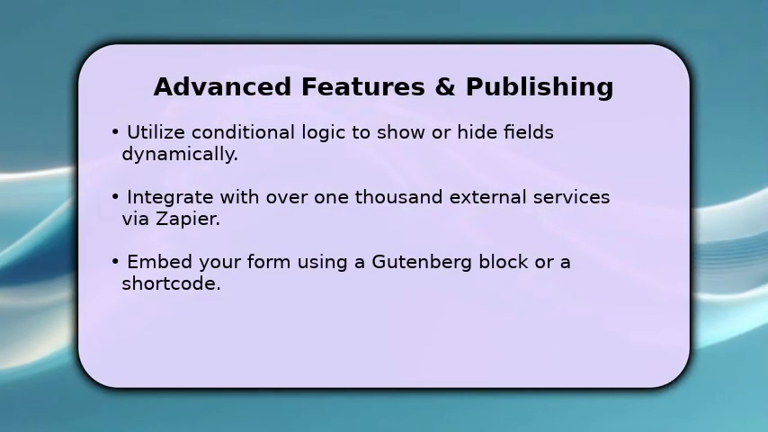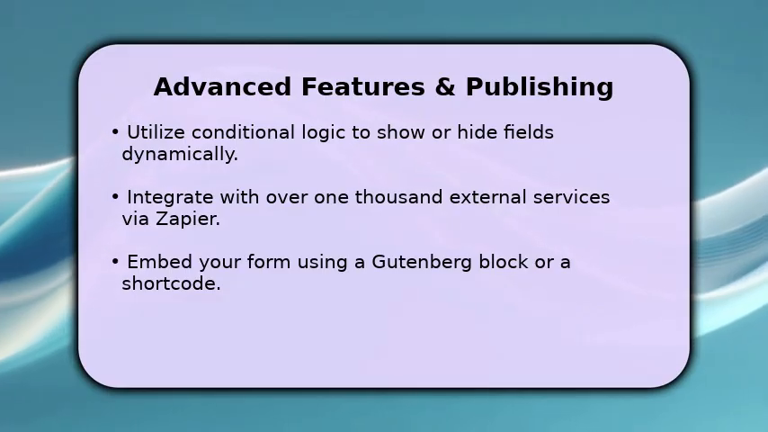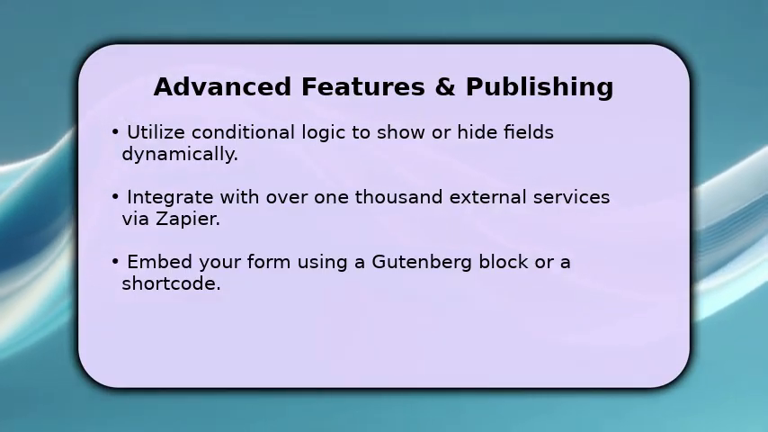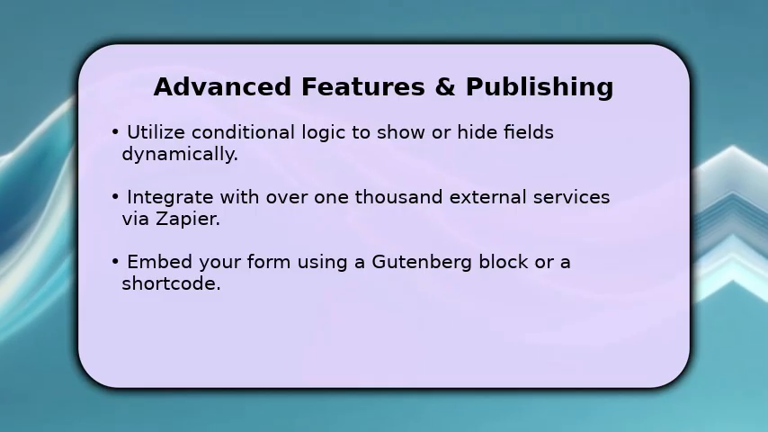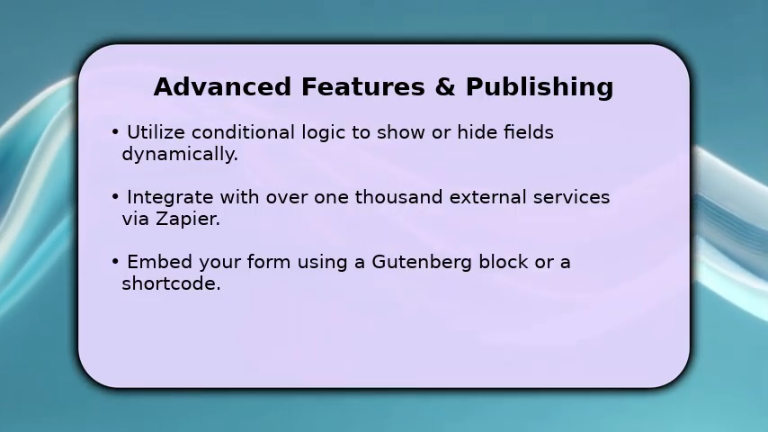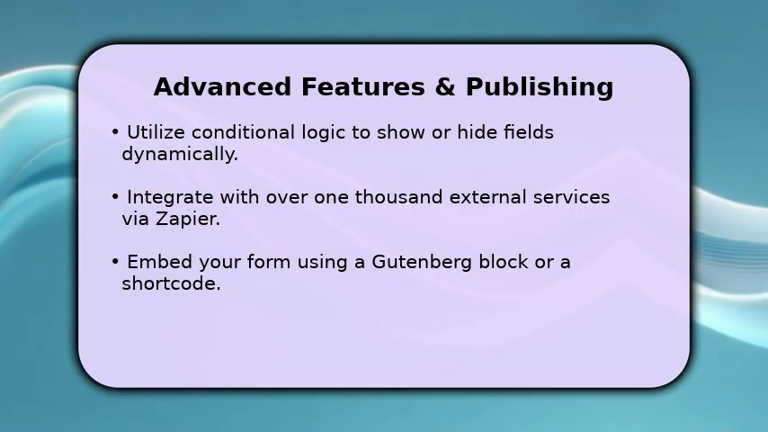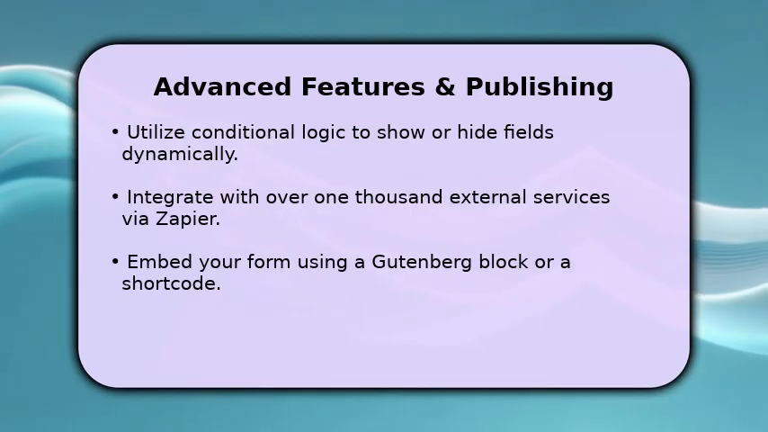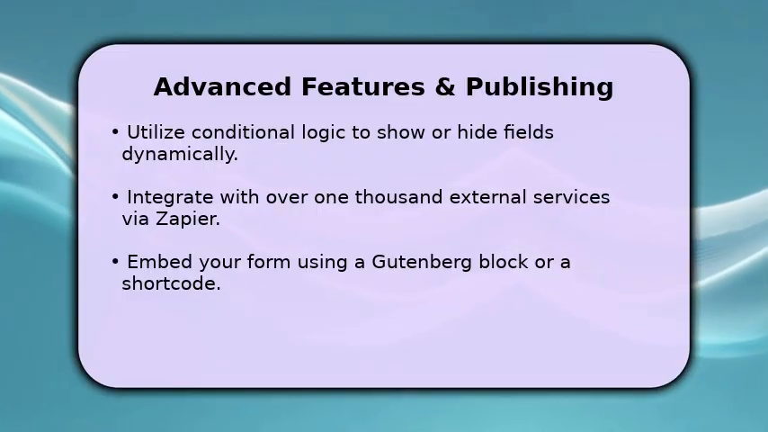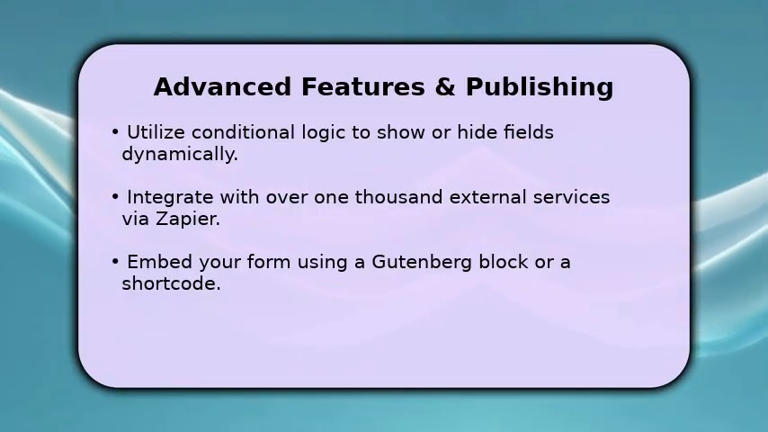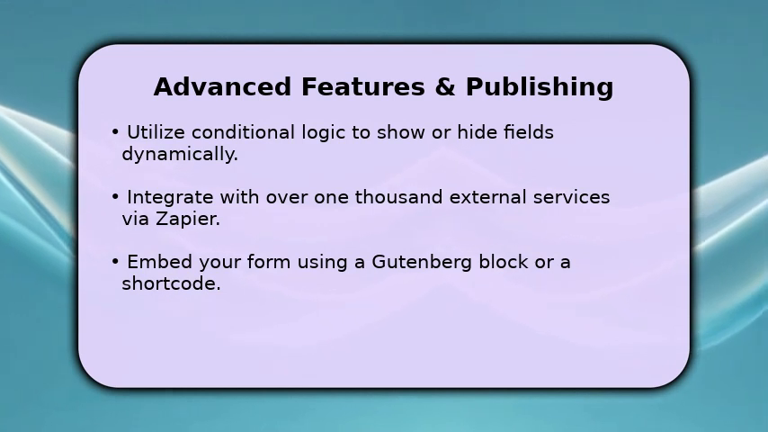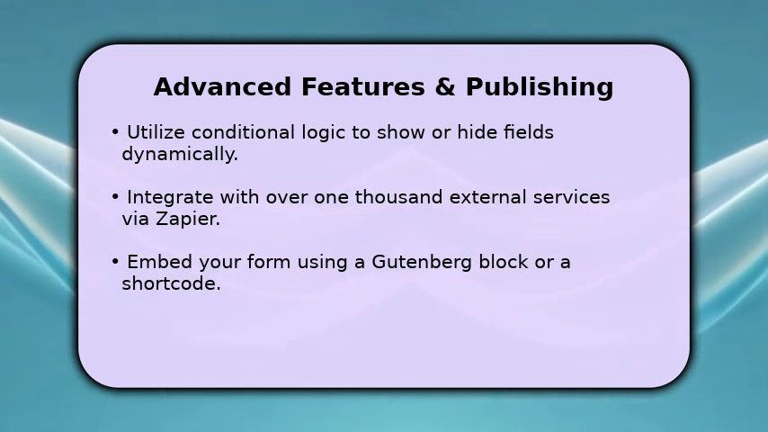Let's explore some advanced features and publish your form. Conditional logic allows fields to appear or disappear based on user input, creating dynamic forms. Ninja Forms integrates with over 1,000 services through Zapier, expanding its capabilities. To publish, simply use the Ninja Forms Gutenberg block or copy and paste the shortcode into any page or post. Always preview your form before making it live.